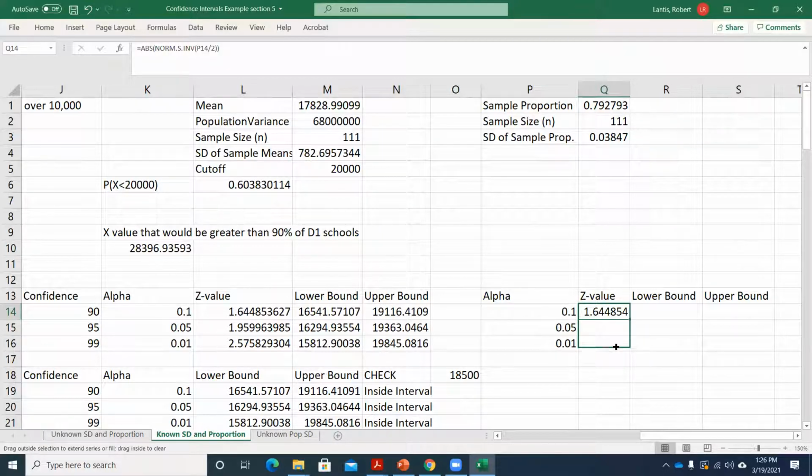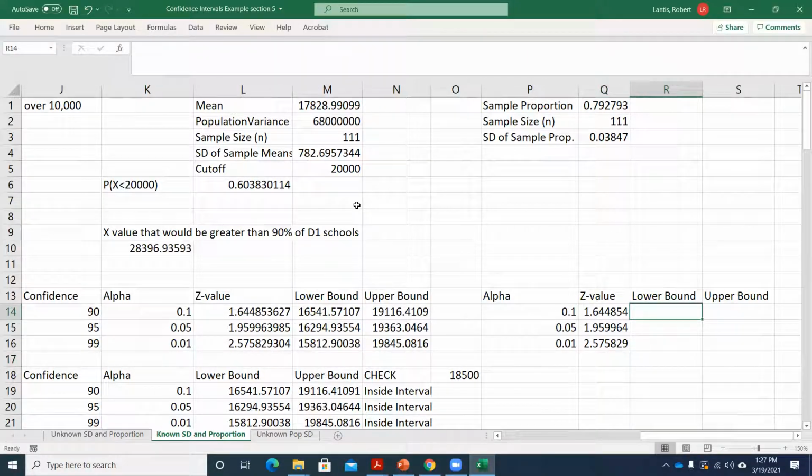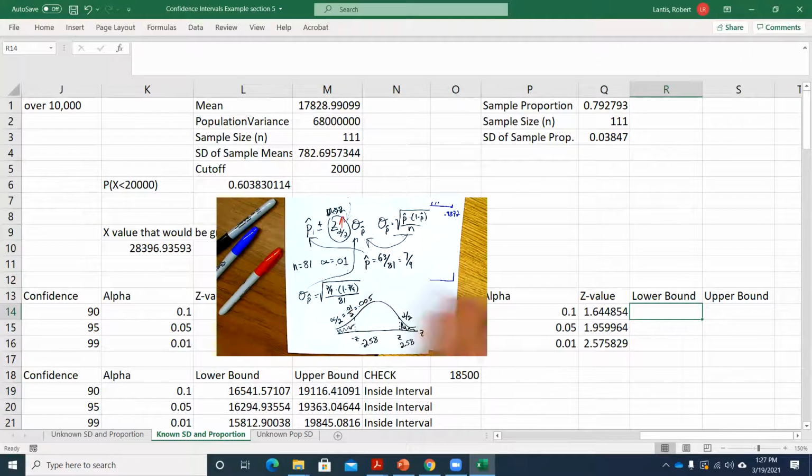I can copy this down so that I can get the z-values, right? It updates that cell reference to using the new alpha so that I can build the 90, the 95, and the 99% confidence intervals. Okay? So I'm going to be building 3 different confidence intervals here. So the first one, right, if I want to find the lower bound, well, that's just take my sample proportion.